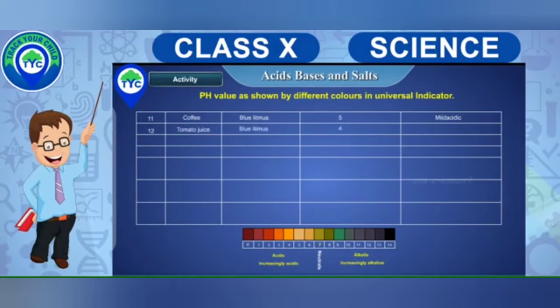13th, tap water, phenolphthalein, 6 to 8, neutral. 14th one, banana juice, blue litmus, 5, mild acidic. 15th one, colorless drink, phenolphthalein, 6 to 8, mild acid or nearly neutral.